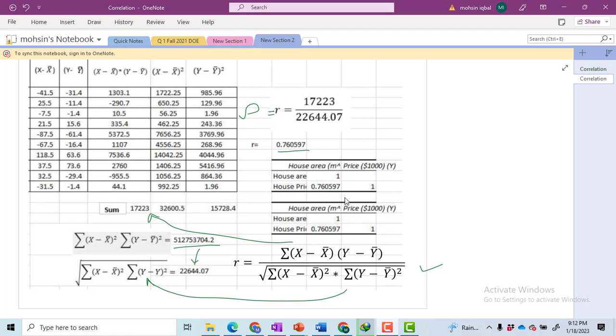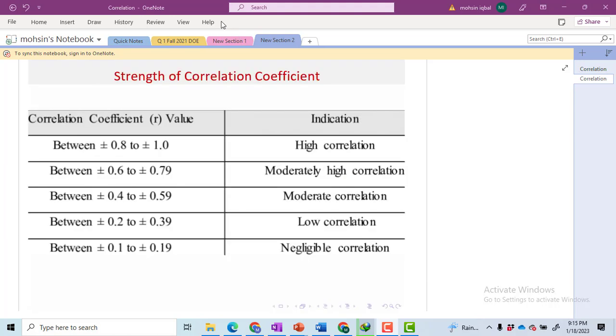0.760597. If you want to do it in Excel, you will get the result in this form, and the same correlation we got from this hectic and lengthy calculation, you can do in Excel in a second. So after getting the result, you will have to look at this table. These tables are available in most research papers as well. You can easily get them on Google.